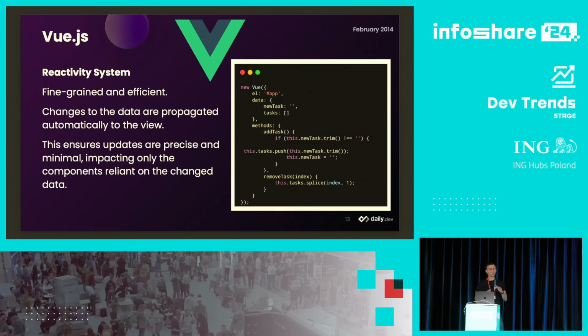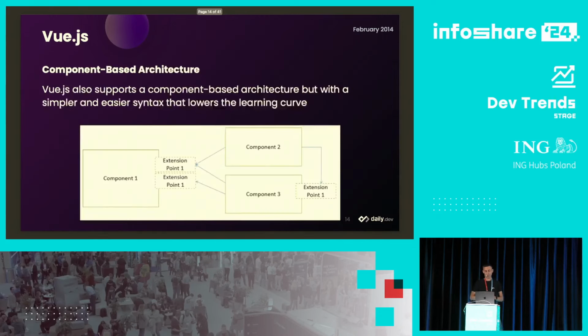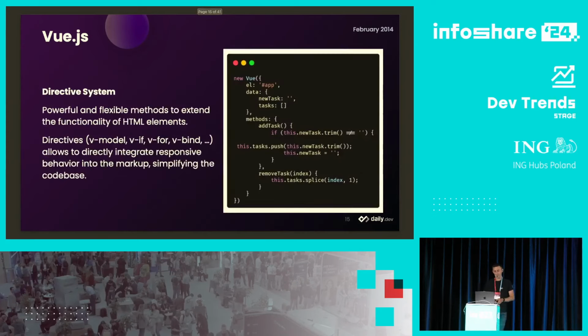And so the changes of the data were propagated automatically, and this really helped to make something more useful and easy to develop. Also, Vue.js copied React, I would say, used the React architecture, but the component-based architecture by Vue.js was simpler to implement, and this lowered the learning curve for developers, making it easier to create.